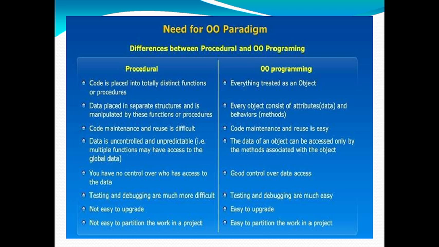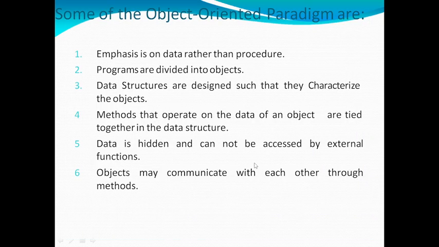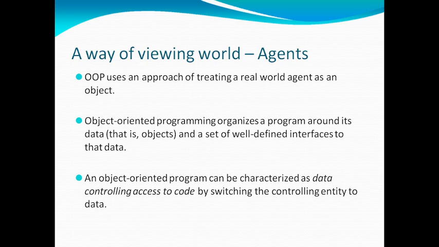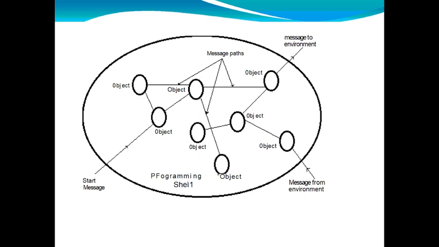The difference between procedural and object oriented. You already know procedural oriented and object oriented, right? So these are the differentiations of procedural and object oriented, and then some of the other paradigms. The emphasis is on data rather than the procedure. The programs are divided into objects, data structures, and methods, and hidden. It is called encapsulation, and we communicate through the objects. The view is of a world of agents. So you can see the pictures. These are the objects, and they interact with one another through message passing.